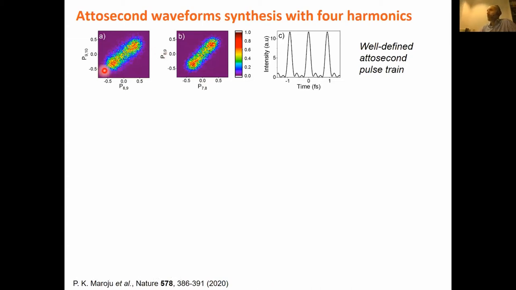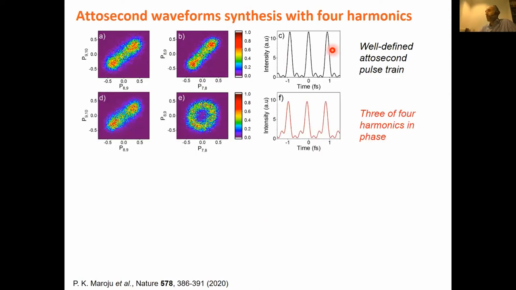Just to give you an idea, we can go from a condition where you have a well-defined attosecond pulse train, positive correlation in both cases, we have a short attosecond pulse train, then we can leave unchanged the phase of these three harmonics and just operate on the phase of the harmonic 7 and create a situation where the group delay dispersion here is close to the condition in which the phase difference is close to pi over 2. So we have a lower maximum intensity here and the satellite starts to appear.